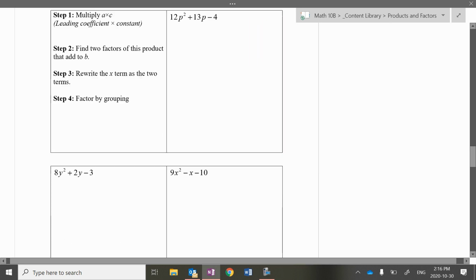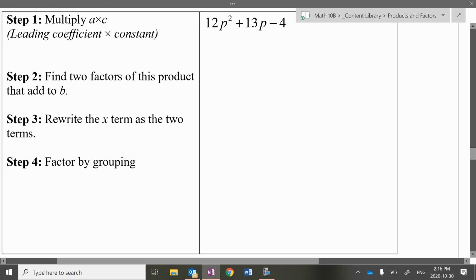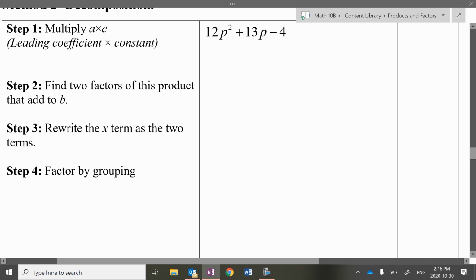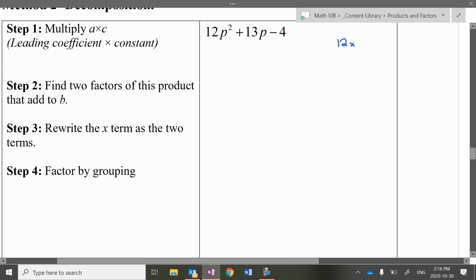Let's do this last one. I know there's more, but then we'll save one for next week. So let's do one more, and we can be done. Again, if you want to, you can use your number sense. So this one, we multiply our first two numbers together. So we're going to go 12 times negative 4. Really important that you keep your signs here. So I get 12 times negative 4 gives us negative 48. I need two numbers that will multiply to equal that, and that will add to equal 13.